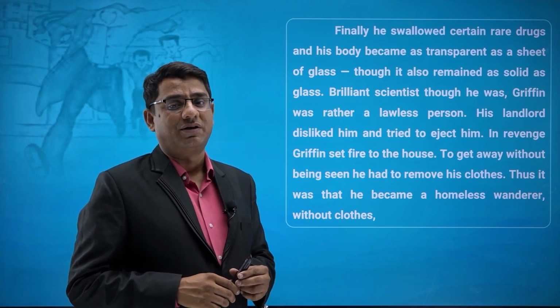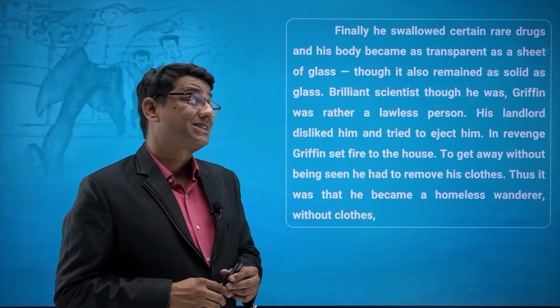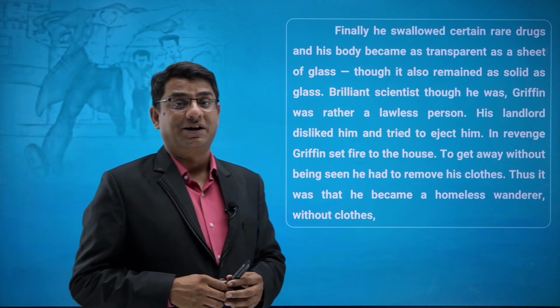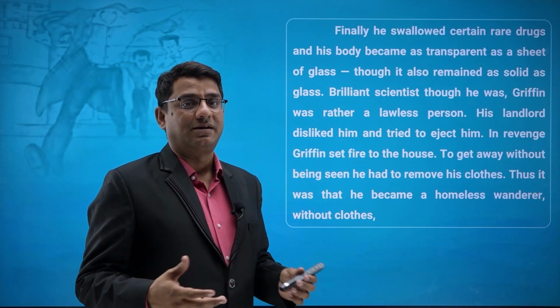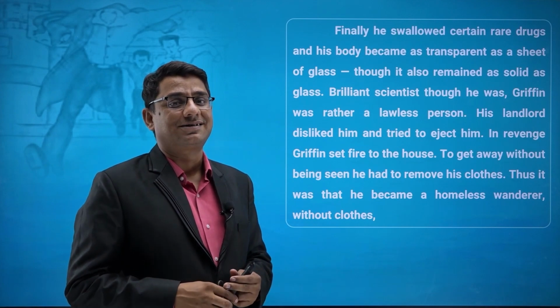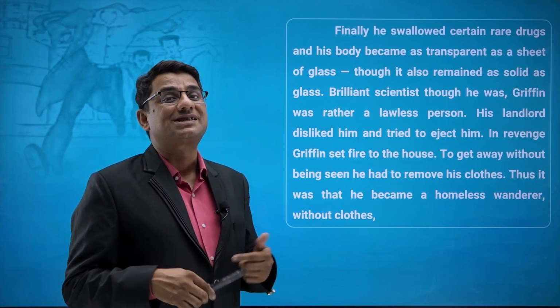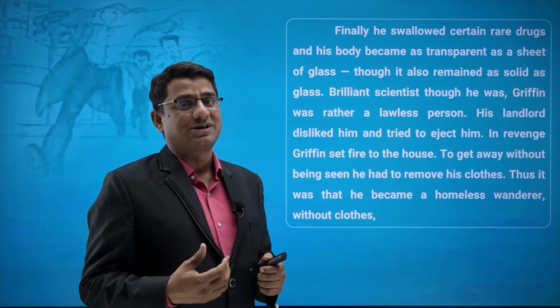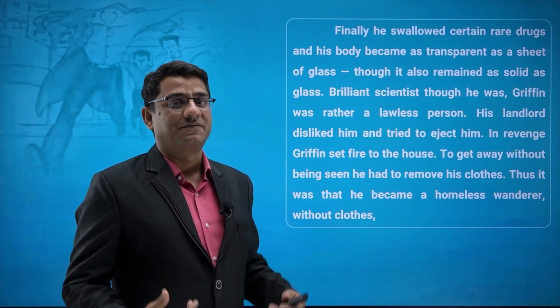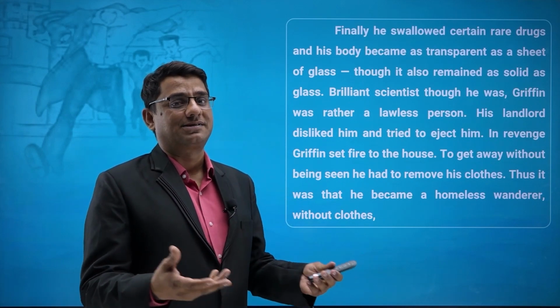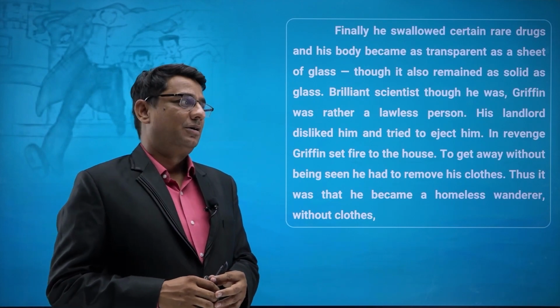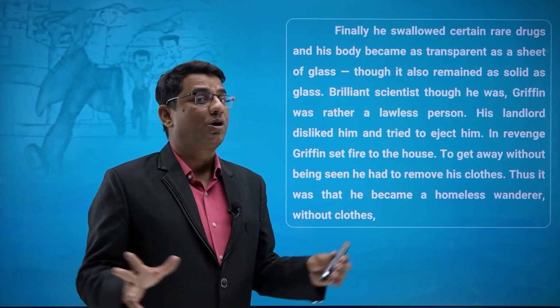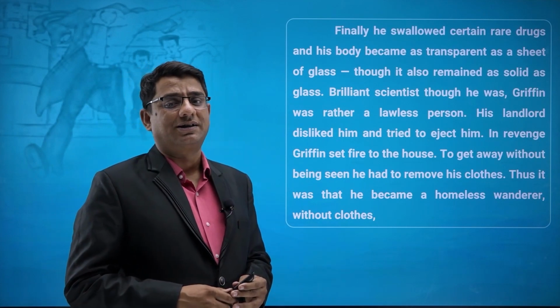Brilliant scientist though he was, Griffin was rather a lawless person. Although he is a very brilliant, famous, skilled and knowledgeable scientist, this scientist is misusing science. He is misusing it because he is becoming invisible and trying to gain things here and there, money, maybe other things also, and trying to spread the waves of havoc in the society. Griffin was rather a lawless person.